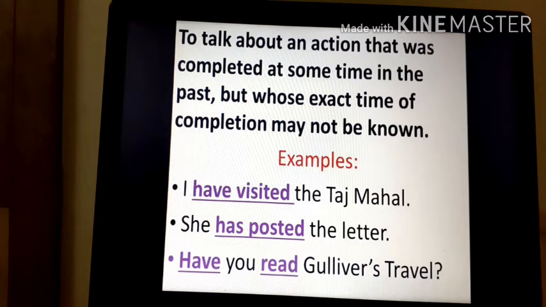Another example, have you read Gulliver's Travels? As you know, Gulliver's Travels is a beautiful novel by Jonathan Swift, and I think you all might have read it. It's a travelogue. So, have you read Gulliver's Travels? It's just a question asking if that particular travelogue has been read or not. It may be that you read it earlier or in the recent past. Specifically, time is not being mentioned.